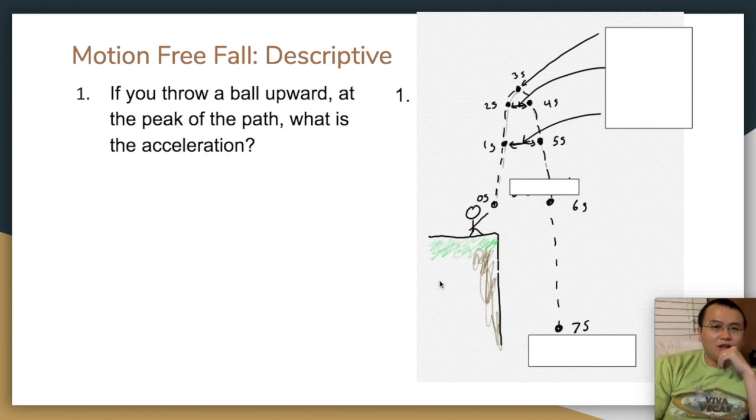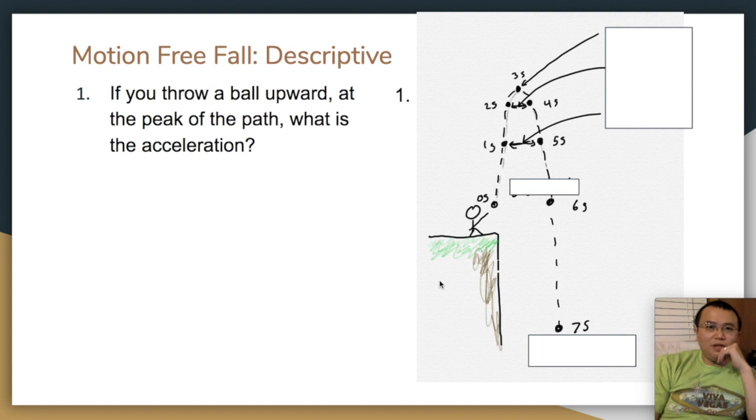Alright, so what is your answer? Most people will say that at the peak of the path, the acceleration will be 0. But that's a common misconception because they're thinking about velocity. At the peak of the path, the speed is 0, right? So that doesn't mean the acceleration is 0. Everything near the Earth's surface falls at a constant acceleration. Constant means the same, it doesn't change. And that constant acceleration is approximately 10 meters per second squared.